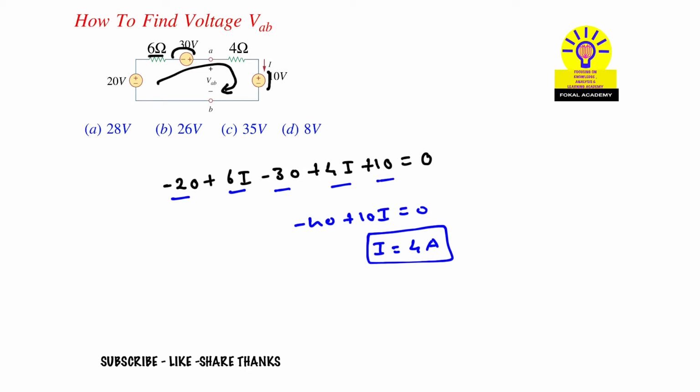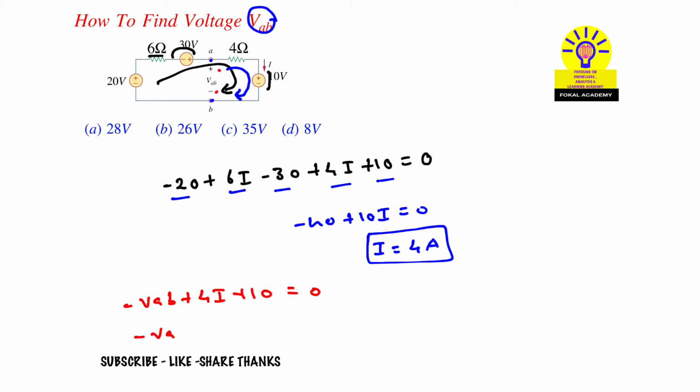But here we want the voltage VAB. Here from VAB, one loop is there. So for this apply KVL. So then we get, so here current passes from minus to plus. So minus VAB plus 4I plus 10 equal to 0.